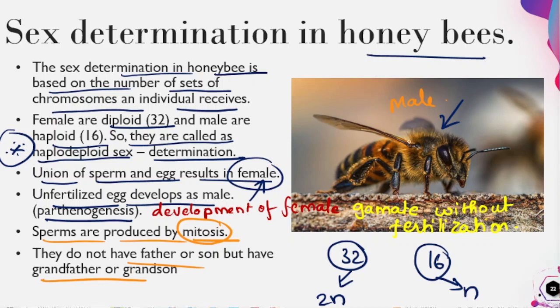But that mother can have a father, right? That mother's father is the grandfather. So it can have a grandfather. It can have a grandson also. A grandson is, if it has a daughter, the daughter's son is the grandson, right? So it can have a grandfather or grandson, but it cannot have a father or son. Okay, so that's all about sex determination in honeybee that you have to know.